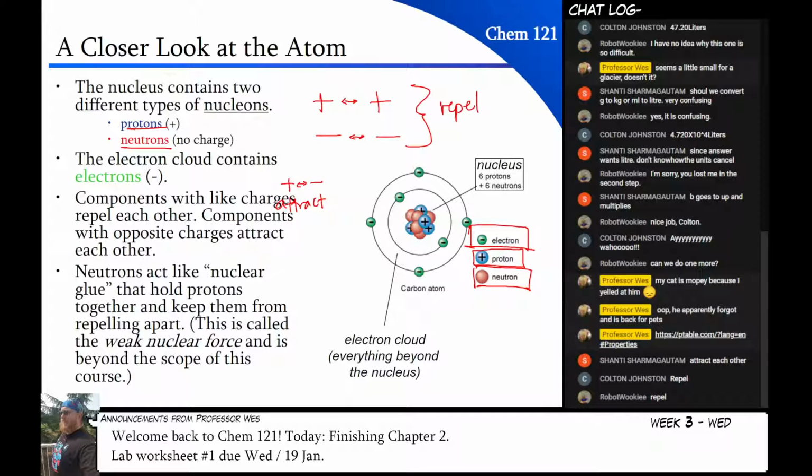So neutrons have a very special physical property in the sense that they hold the nucleus together through what's called the weak nuclear force. And that's beyond the scope of this class. We're not going to talk about the nuclear force.